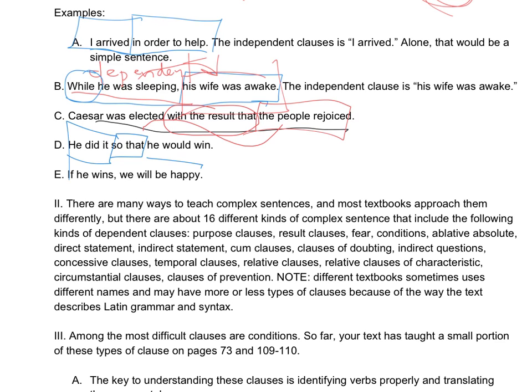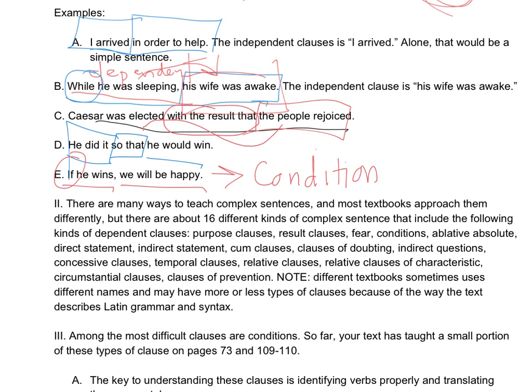And finally, E says, if he wins, we will be happy. That's an example that we're working with specifically today, a conditional clause. A conditional clause has the word if. We will be happy. There you go. There's your complex sentence. If he wins.